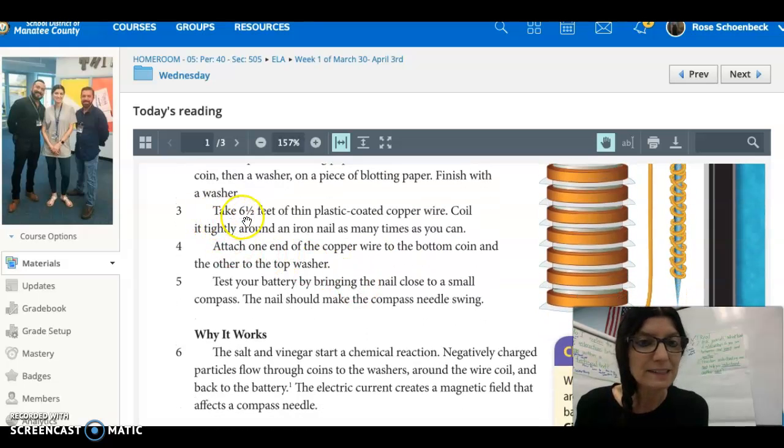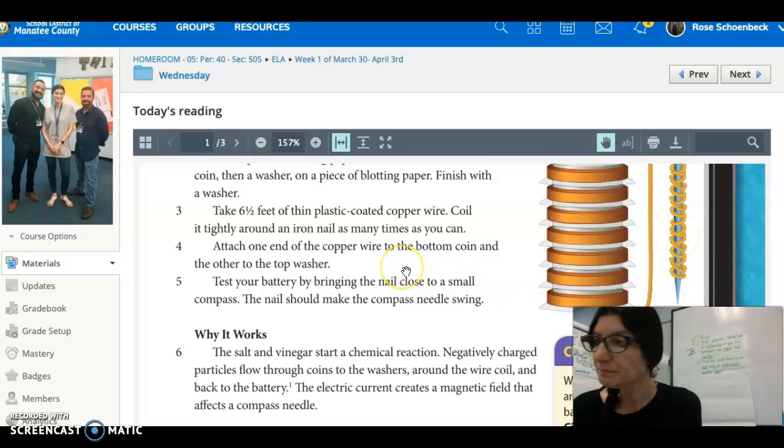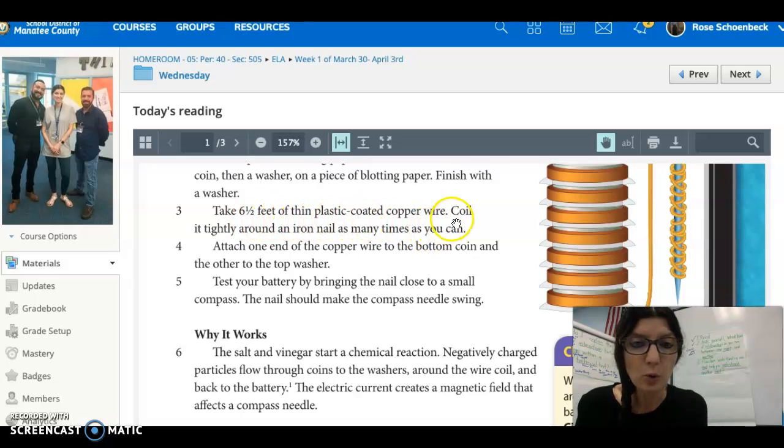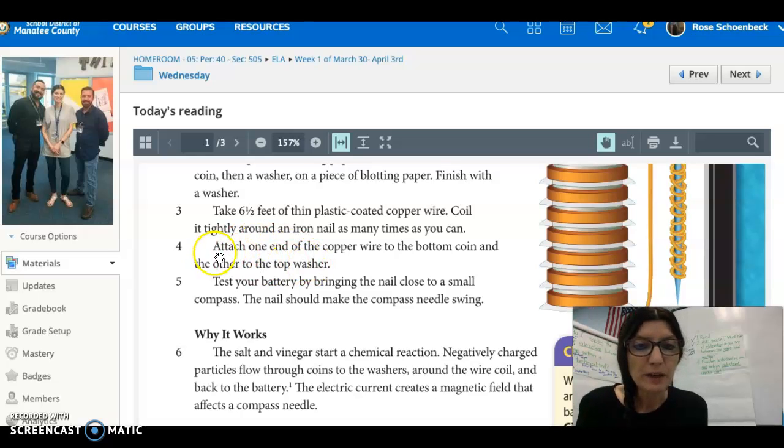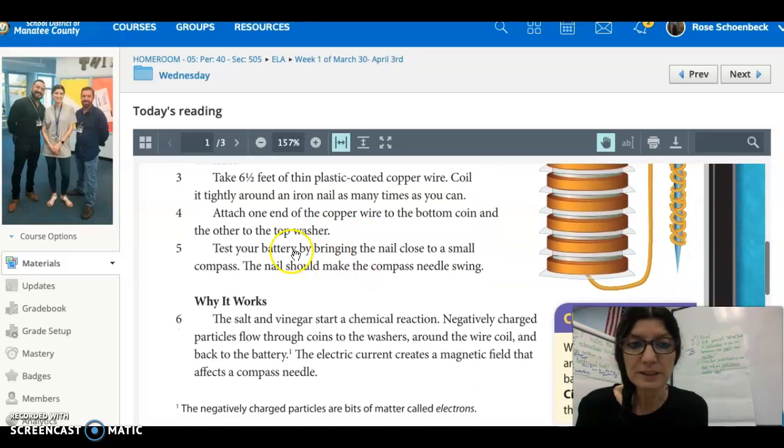Number 3, take 6.5 feet of thin plastic-coated copper wire. Coil it tightly around an iron nail as many times as you can. So right there, I see the visual of it, and this is another visual of it. And it tells you exactly to do something. So it's saying, take it and coil it. And so coil, we know, is wrap it really tightly. Number 4, attach one end of the copper wire to the bottom coin and the other to the top. Okay, so we understand this is telling us to attach. Number 5, it says test.